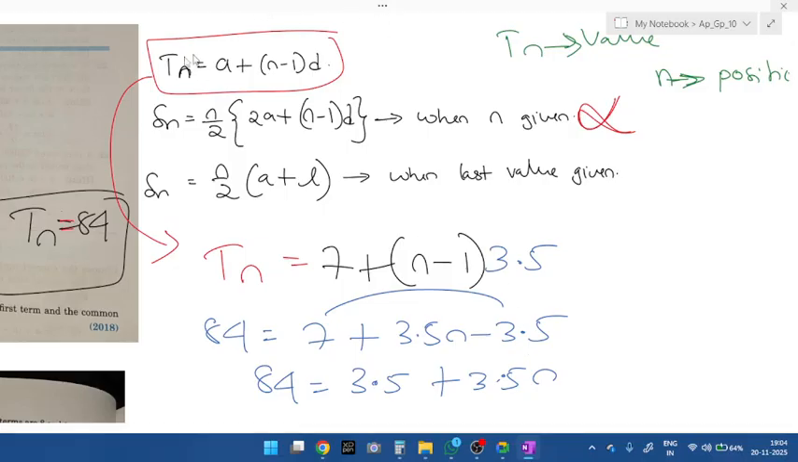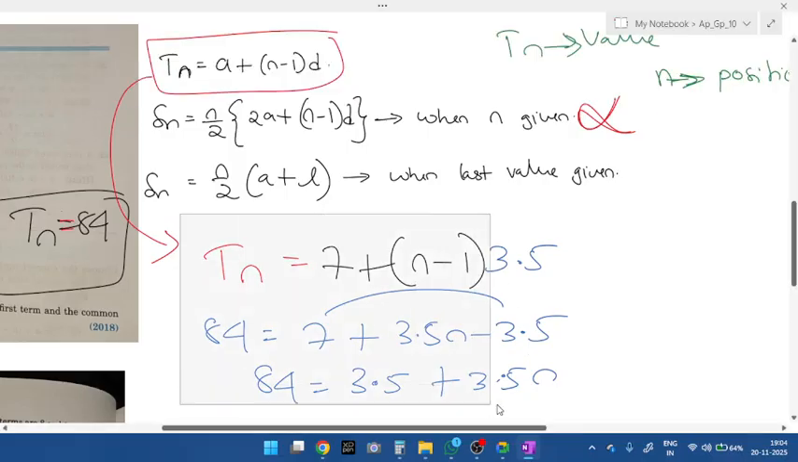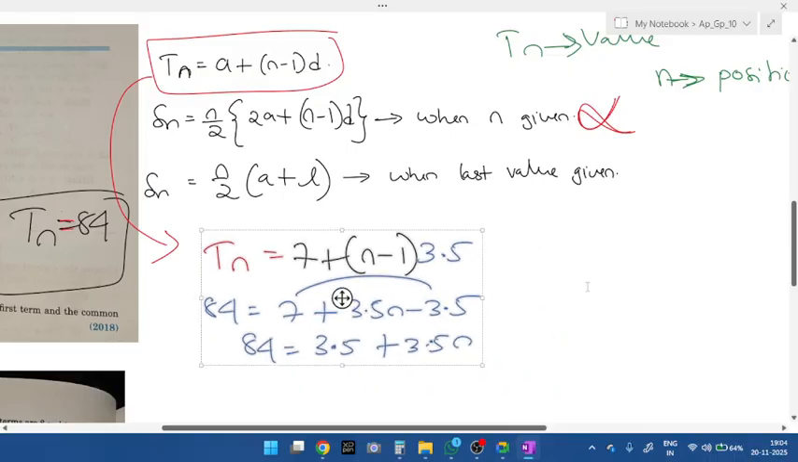Yes. Complete this. Solve the answer, students. This will give you the value of n.